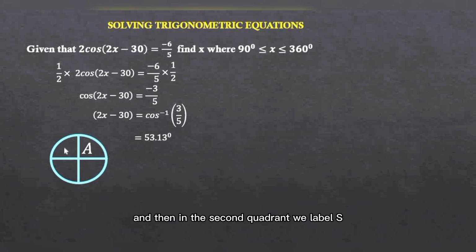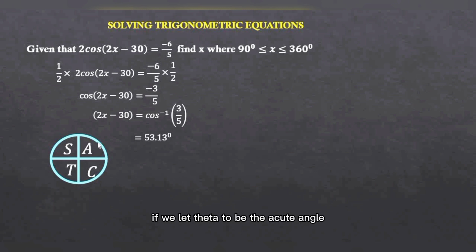And then in the second quadrant we label S. S stands for sine. Sine is positive in the second quadrant. Here only tangent is positive. Remember, if tangent is positive, the rest are negative. Here also, if sine is positive, the rest are negative. And here it's only cosine that is positive. Now back to the first quadrant.